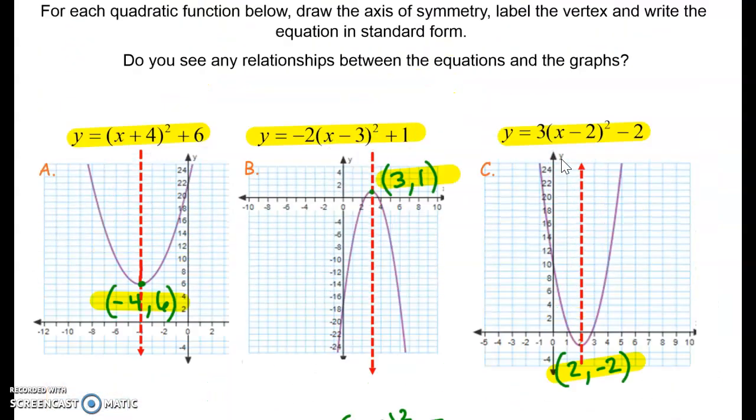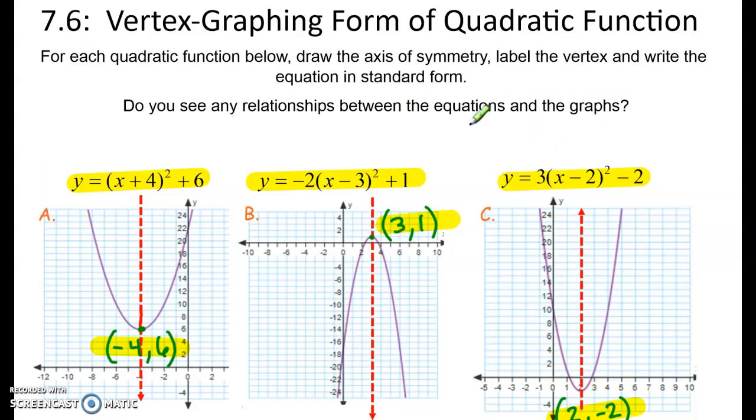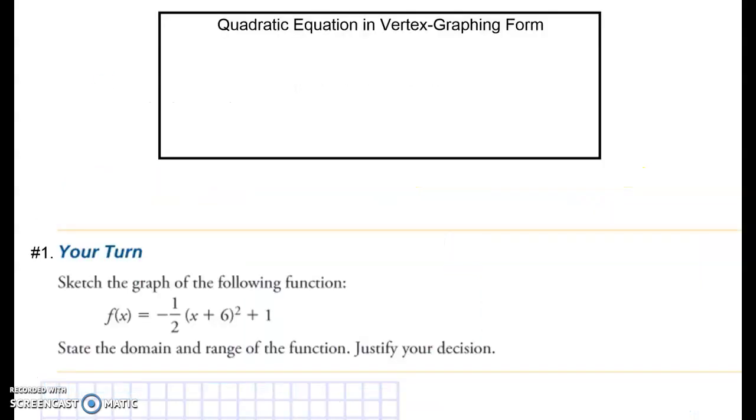So we're going to learn about this vertex graphing form, and this is the form you've seen right here in all these highlighted equations. And it's called the vertex graphing form because right from the equation it tells you the vertex. So let's flip the page and write that down.